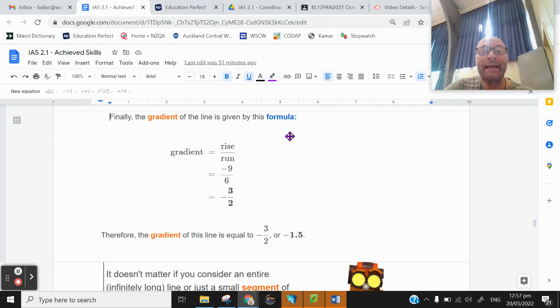The gradient of the line is rise over run. This is going to be a fraction, -9 over 6. You can simplify that. -9 over 6 simplifies to -3 over 2. If you wanted to leave it as a decimal, -1.5, they're equally good.